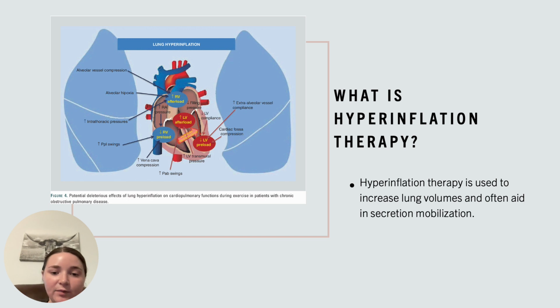So what is hyperinflation therapy? Hyperinflation therapy is used to increase lung volumes and it often aids in secretion mobilization. Attached here is a picture of the lungs and the heart, and it has different sections that tell you what effects hyperinflation has on the system.